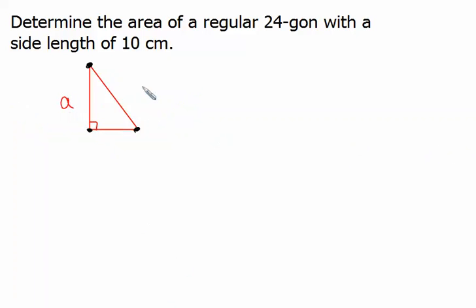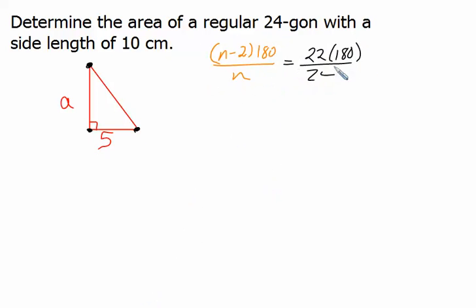Here's the apothem. Since the side length of the entire regular polygon is 10, this is half, which will be 5 in this case. Now in order to determine the angle, we need to remember the formula for each angle of a regular polygon. From units previously, it's (n minus 2) times 180 divided by n. In this case, n is 24, so we'll get 22 times 180 divided by 24, and we'll go to our calculator.